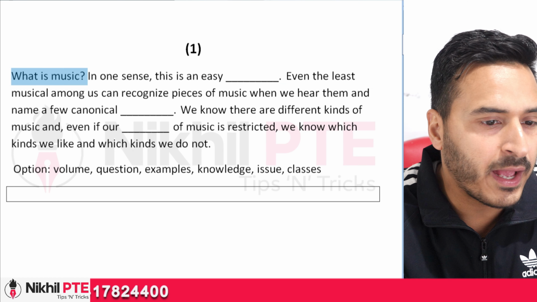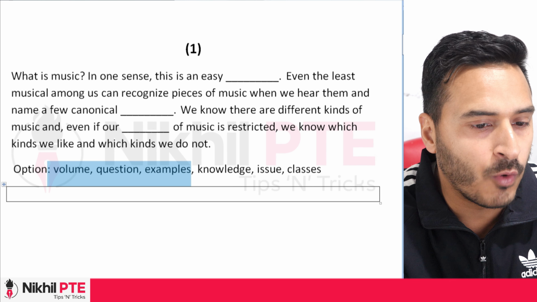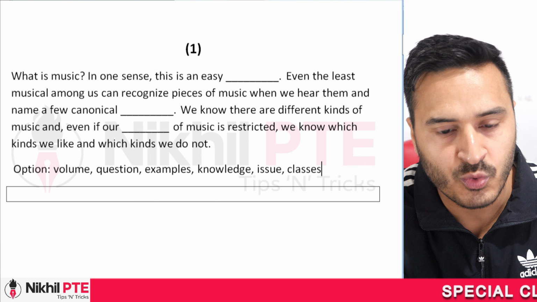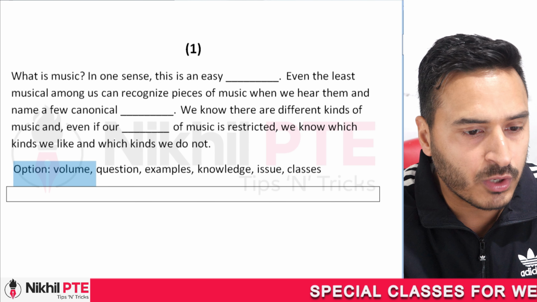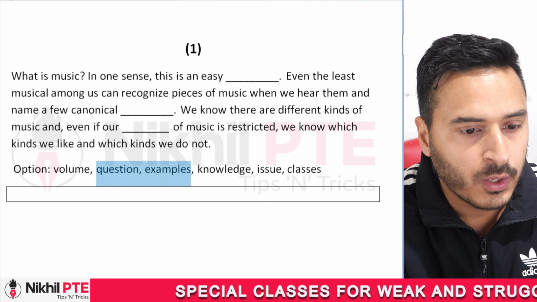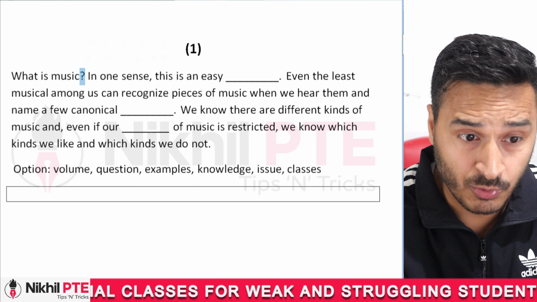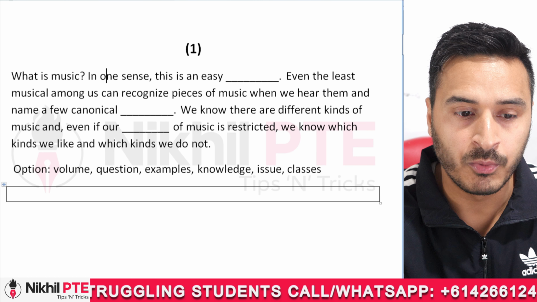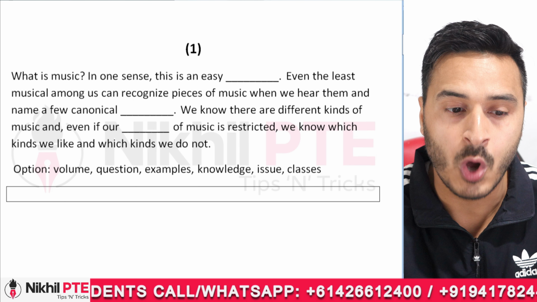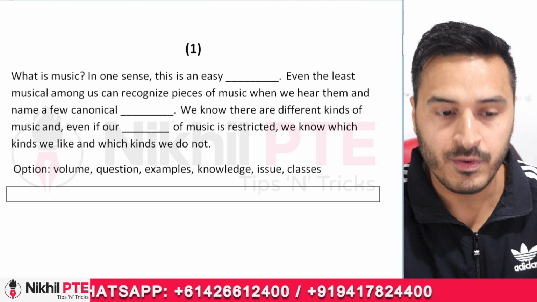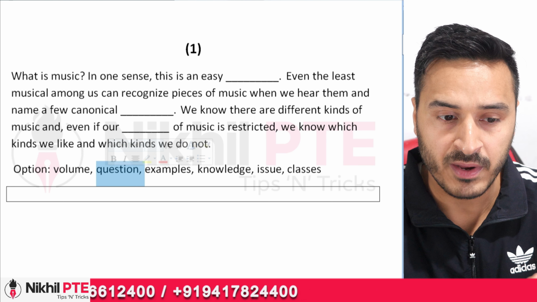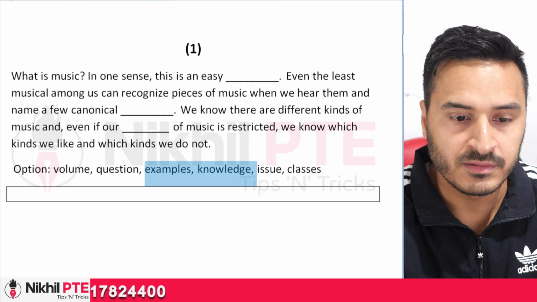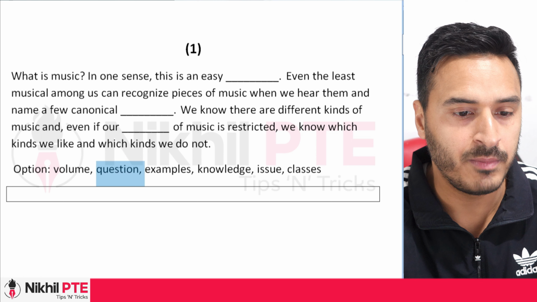So what is music? You know, in one sense, there is an easy dash. Here, just read the options: volume, question, examples, knowledge, issue, classes. Are we talking about volume? No. Question? Yes, because there is a question mark sign, so we can put question, but we have to read all the options first. Examples, knowledge, issue, classes. So the answer will be question.